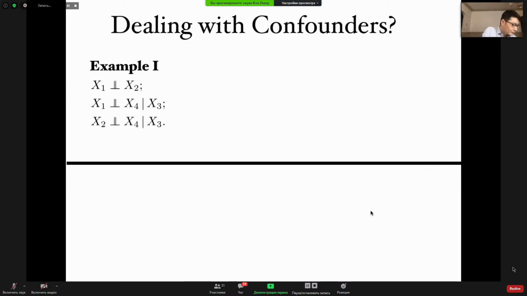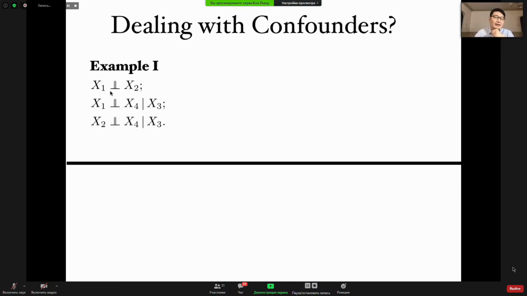Okay, good. Now let's have a look at some particular examples. So far, we have assumed that there are no confounders in the system. In other words, we assume causal sufficiency. There are no unmeasured direct causes of two variables in the system. Okay, now let's look at the examples. We want to answer the following question: is it possible to say anything about the confounders?